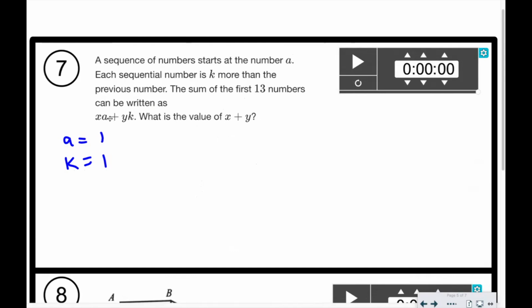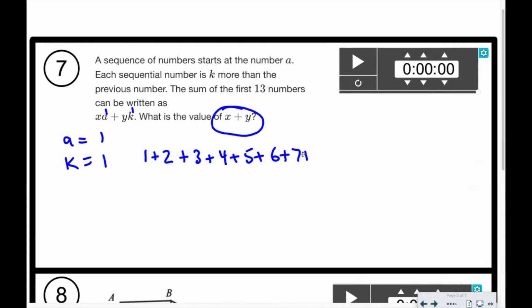And when A is 1 and K is 1, then the sum of the first 13 numbers is X plus Y. So all I have to do is use this sequence, find the sum of the first 13 numbers, and I'm done, because that's X plus Y. Because again, I chose A and K strategically to be 1, so the answer just gives me what they were looking for. So all this is I'm adding up the 13 numbers where I start at 1 and go up by 1. So that's just the sum of the first 13 numbers.